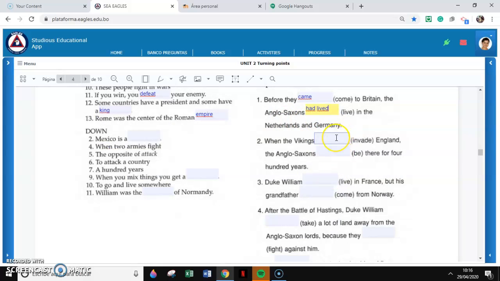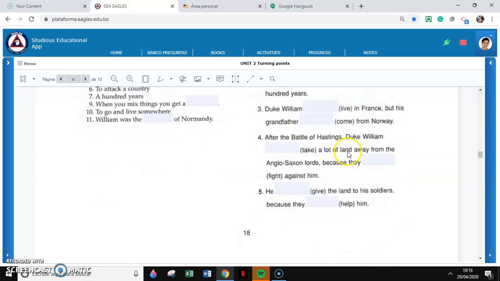The Anglo-Saxons had lived in the Netherlands and Germany. Number two, when the Vikings invaded England, the Anglo-Saxons had been there for 100 years. Let's have a look at number three. Duke William lived in France, but his grandfather had come from Norway.